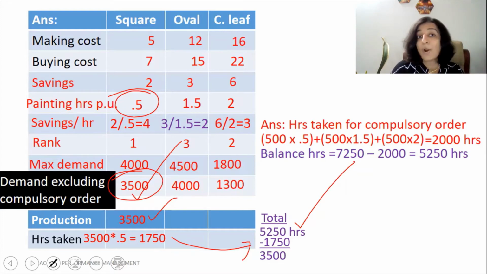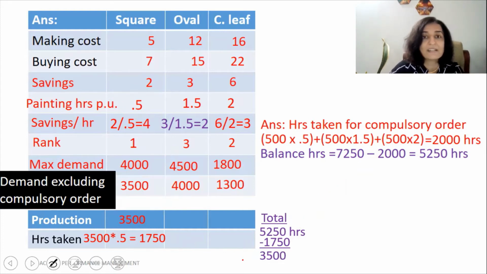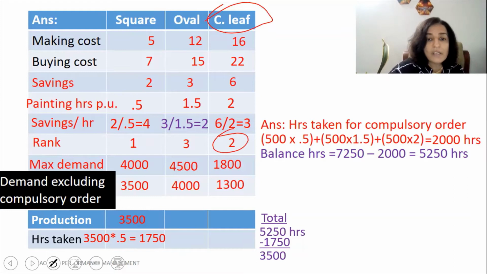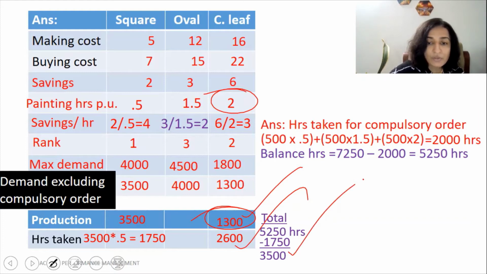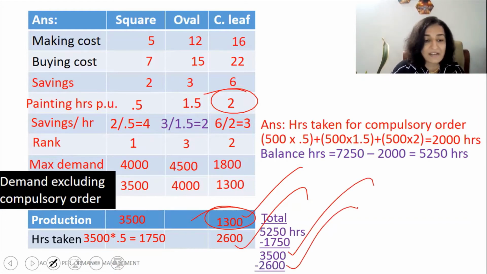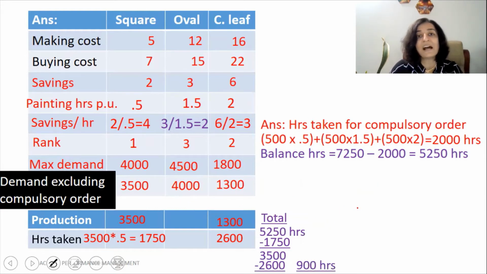Now going to the product with the second rank, that is clover leaf with rank 2. So we will start producing 1,300 units of clover leaf. So I've just copied that into the production row. And how many hours have been taken? For 1 unit, 2 hours are taken for painting. So for 1,300 units, it's 1,300 into 2 or 2,600 hours. So we again reduce 2,600 hours from the total. So 3,500 minus 2,600, we get 900 hours left.